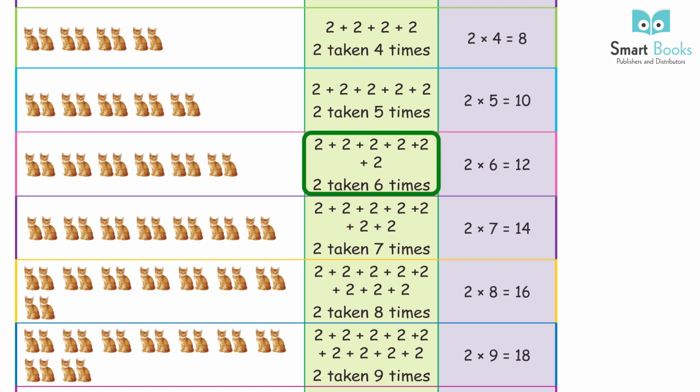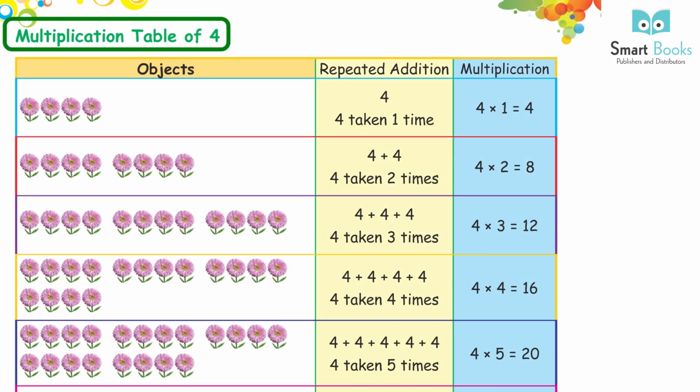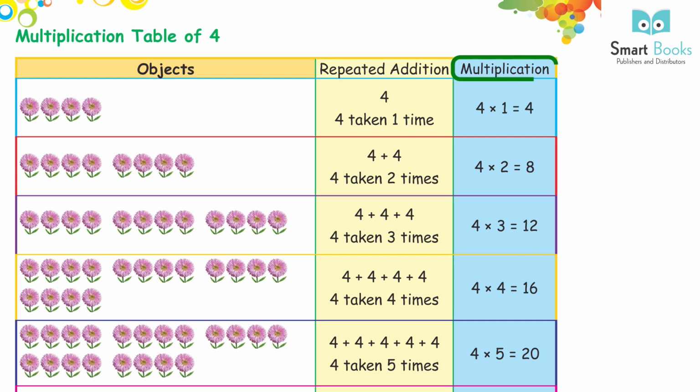2 taken 6 times. 2 into 6 is equal to 12. 2 taken 7 times. 2 into 7 is equal to 14. 2 taken 8 times. 2 into 8 is equal to 16. 2 taken 9 times. 2 into 9 is equal to 18. Multiplication table of 4. Objects, repeated addition, multiplication.